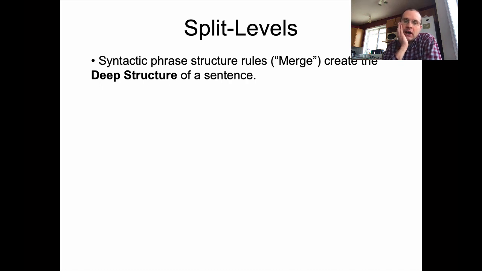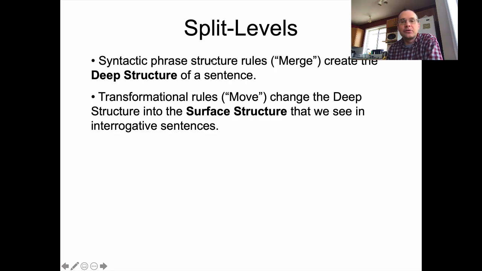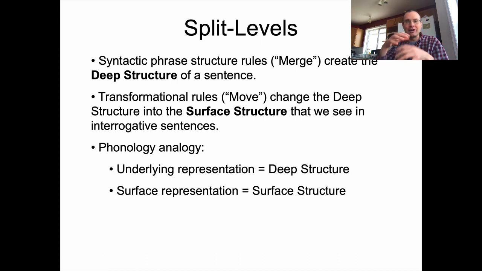So, further terminology: these correspond to the phrase structure rules and the transformational rules levels we saw before. The textbook will refer to the phrase structure rules as a collection of rules known as merge. Those will create what's called the deep structure of a sentence, and the transformational rules, which the book collapses into a category known as move, can change the deep structure into what's called the surface structure that we see in interrogative sentences. So there's an underlying form, and then that gets converted into something you can actually see on the surface, the specific word order you get.